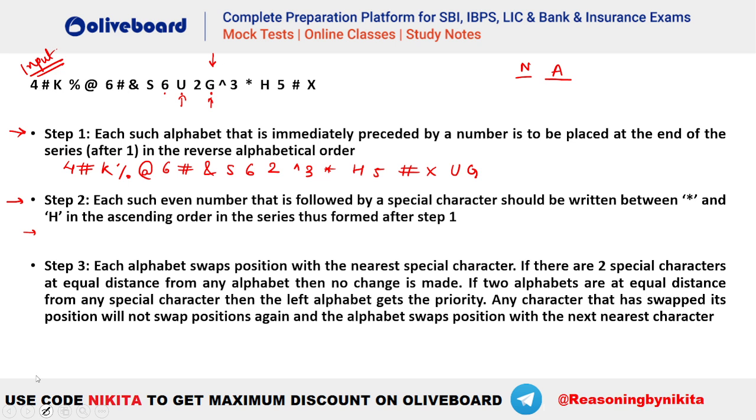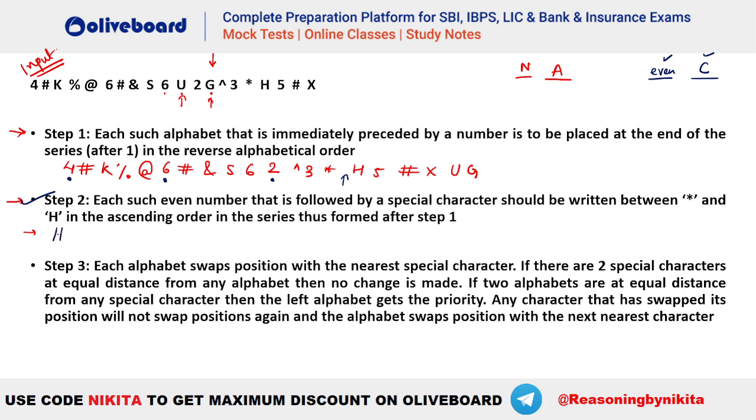Now you have to apply the instructions given in step number 2. What is it saying? Every even number, so any even number we are checking, any even number that is followed by a special character. So if we have an even number followed by a character, then it has to be written between asterisk and H. Where do we have asterisk and H? This one, right? So you can see where do we have even number followed by a character. So you can see we have a 4 here and we have a 6 here, we have a 2 here, right? So you can see we have 3 such even numbers which are followed by special character, and they have to be written between asterisk and H in the ascending order, that is in the increasing order.